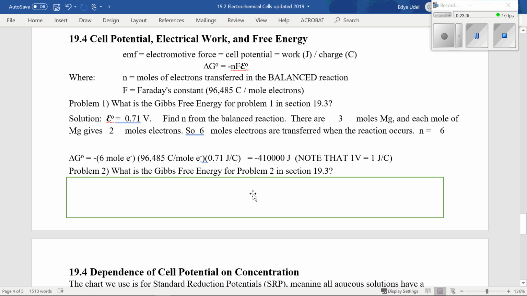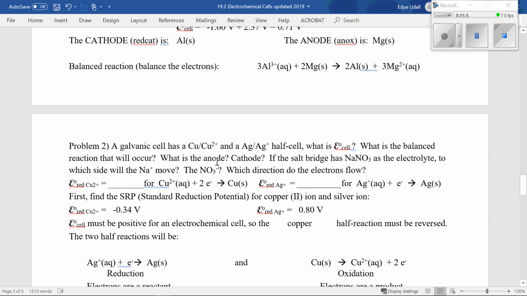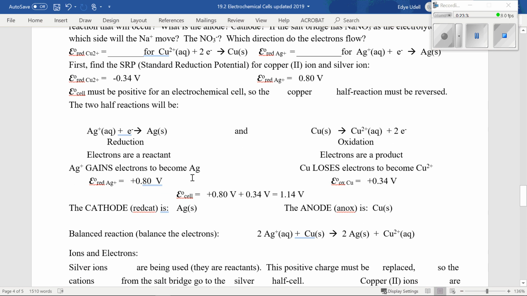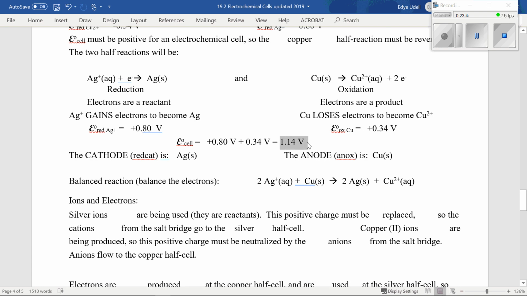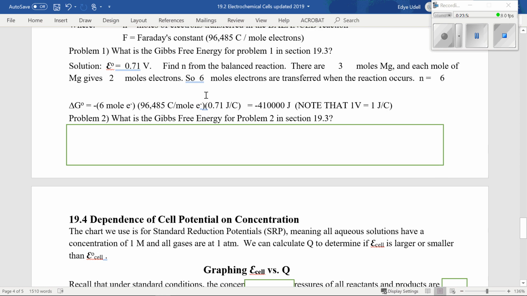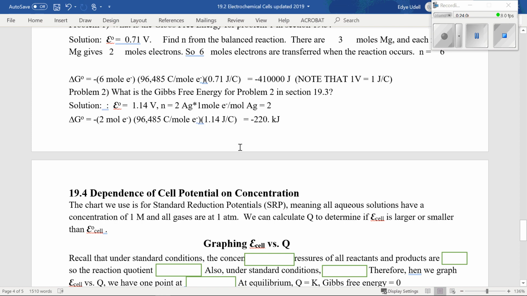Next problem, what's the Gibbs free energy in problem 2? And that would be the Gibbs free energy for this problem right here. We have E0 overall, I think it was 1.14. Where is it? There we go. It's 1.14. The moles of electrons. Well, we need 2 silver ions. You can pick any chemical. So we need 2 silver ions, so I would multiply this reaction by 2, which means I need 2 electrons. N is 2. I plug that in, and I get my delta G. 2 moles of electrons, Faraday's constant, and the voltage. Remember, a volt is a joule per coulomb.